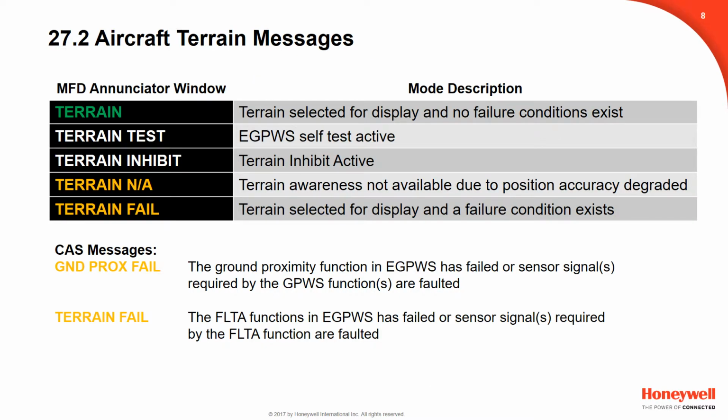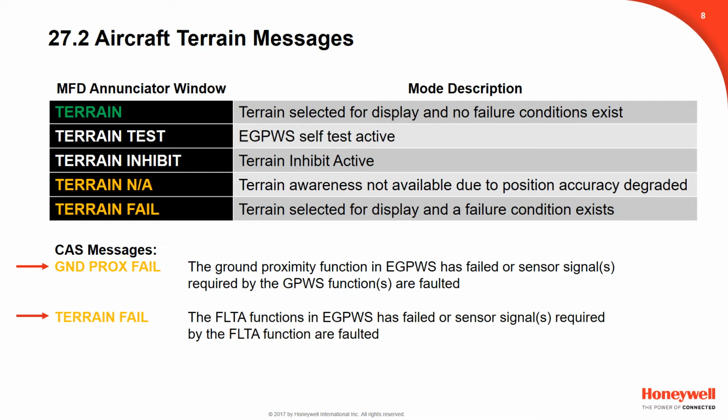The on-display terrain messages that appear in the terrain window on the MFD or iNav are shown here. Terrain in green is shown when the terrain is selected for display and no failure conditions exist. Terrain test in white appears when the EGPWM self-test is active. Terrain inhibit appears when the terrain inhibit is active. Terrain NA appears when the terrain awareness is not available due to position accuracy or system degradation. Terrain fail appears when the terrain is selected for display and a failure condition exists.